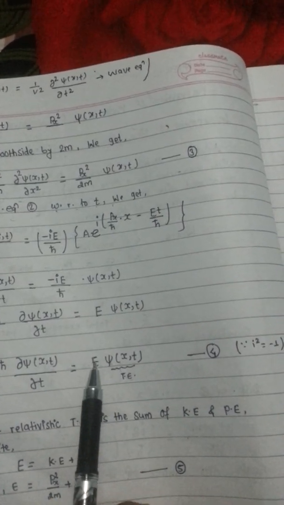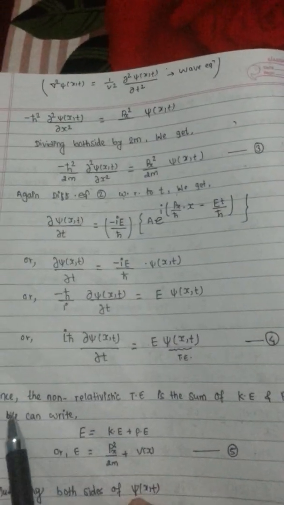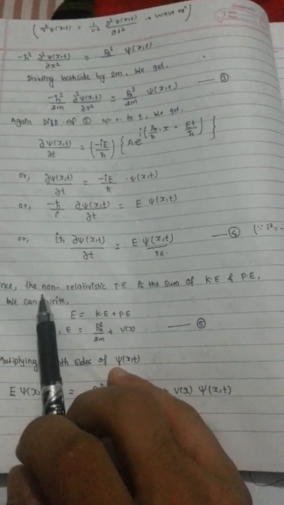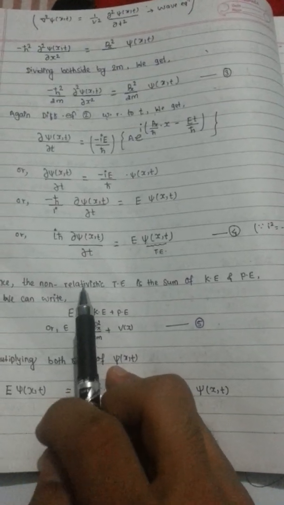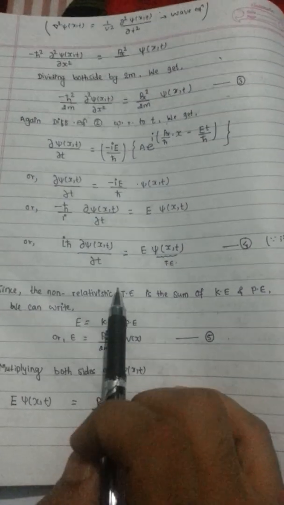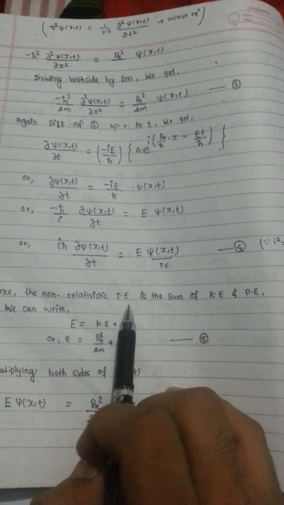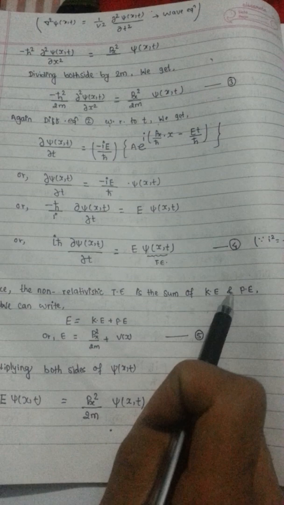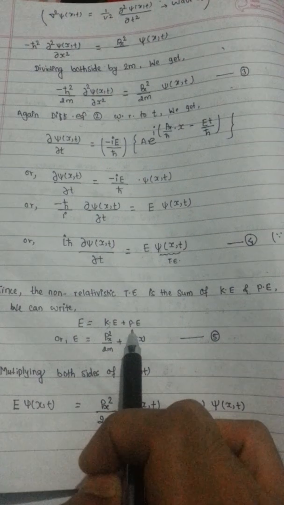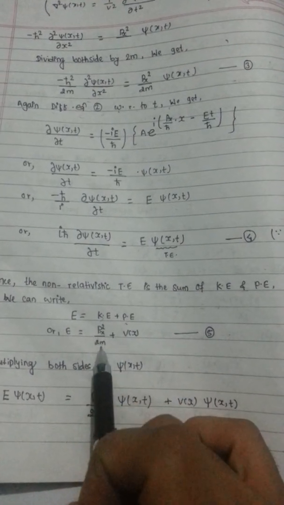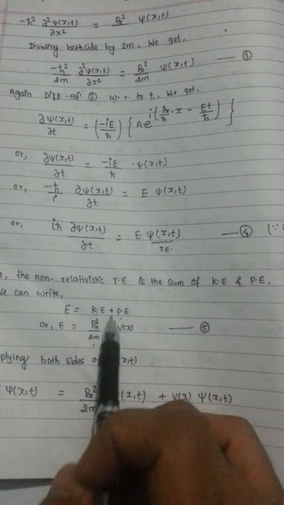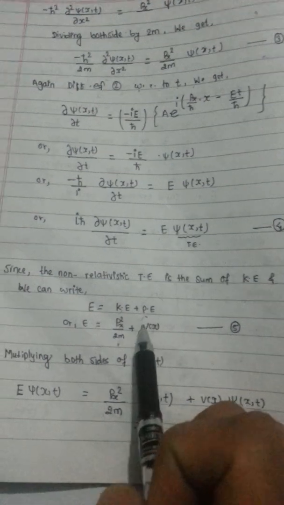It is the total energy in the non-relativistic case. Here is a most important point; if you write this most important point in the examination, you get the full marks. So since it is the non-relativistic case, total energy E is the sum of kinetic energy and the potential energy. So E equals kinetic energy plus potential energy. Kinetic energy is p_x square by 2m, or kinetic energy equals 1 by 2 mv square, and the potential energy is in general only V(x).